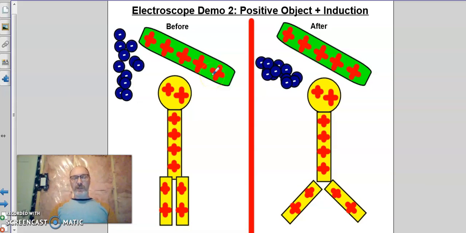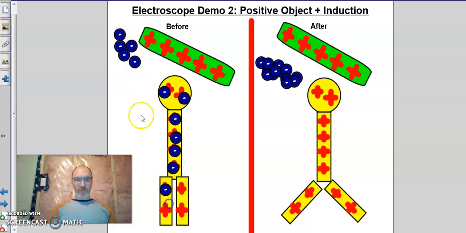In that particular demonstration, we started out, if you notice right here, with a positively charged rod, and we started with a neutral electroscope. So again, I want to add my electrons to my electroscope, one electron for each positive charge here. So that produces an overall charge of 0, or neutral.